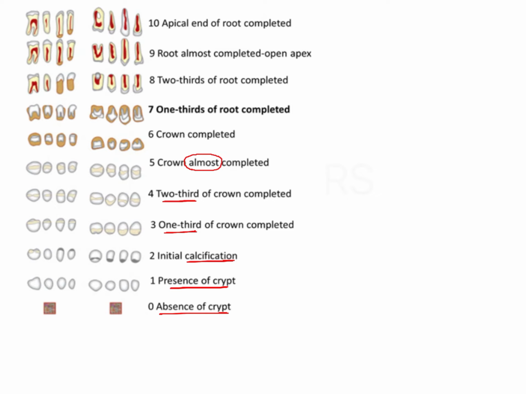Whereas stage 6 denotes the entire completion of the crown, which is followed by beginning of root formation. So from stage 7, it denotes root completion. That is 1/3 of root completed in stage 7. Stage 8 denotes 2/3 root completion and stage 9 root almost completed. Again focus on the term almost completed having open apex, and stage 10, which is the final stage, it denotes the complete formation of the root, that is apical end of root completed, which denotes the closed apex.